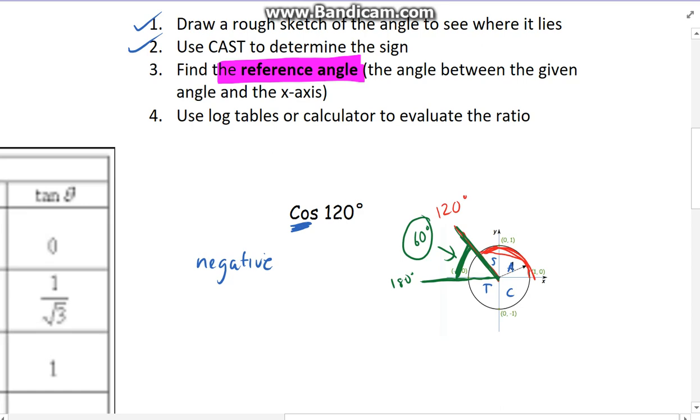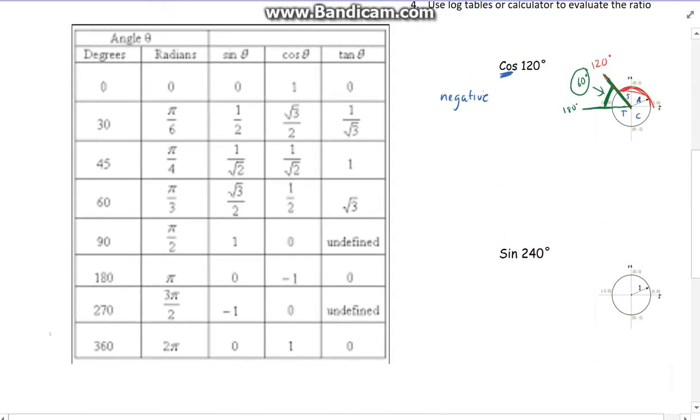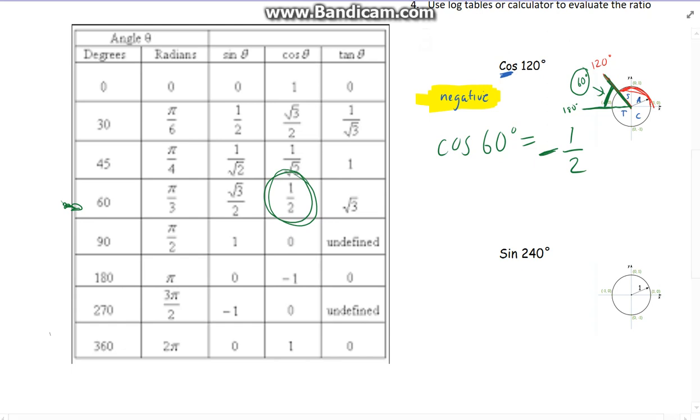So now, if we look at our log tables, we couldn't find 120 in our log tables because it didn't exist on our log tables. But now we have cosine of 60 degrees because we're now using our reference angle. So if we come over here, here's 60 degrees and here's cosine of 60 degrees, which is 1 over 2. But we have to remember that we said it was going to be negative as it lay in S's quadrant. So our answer is -1/2. And that's how we find the ratio without using a calculator.